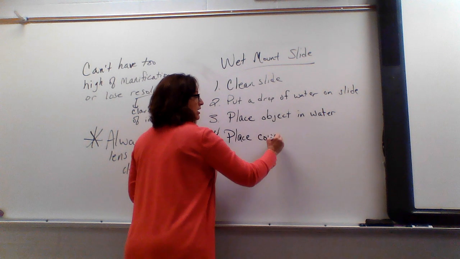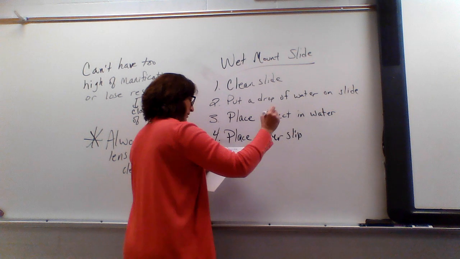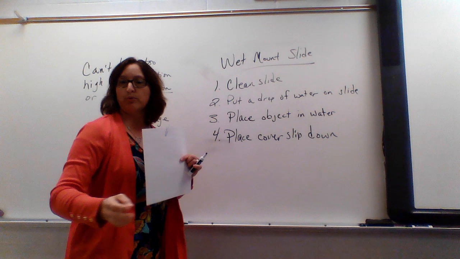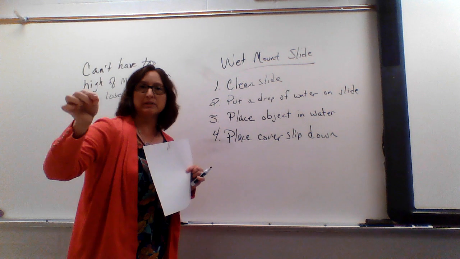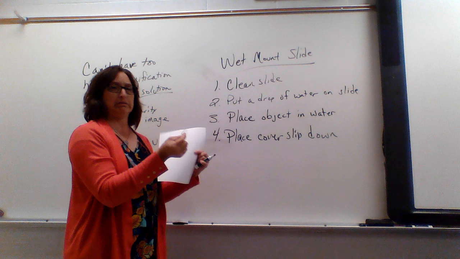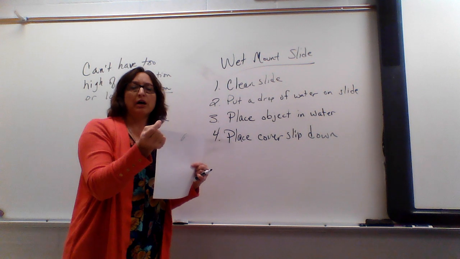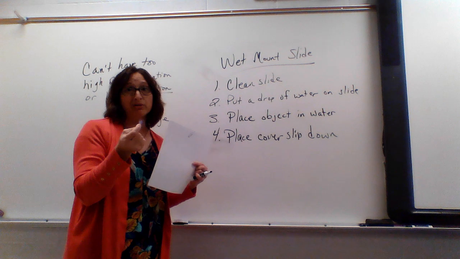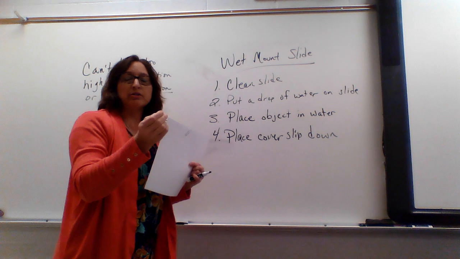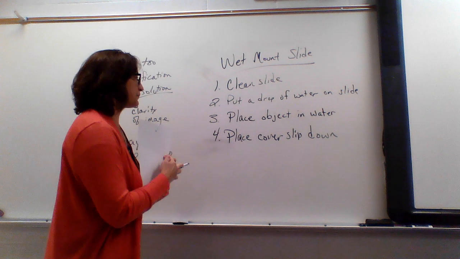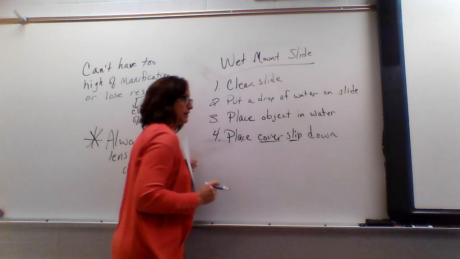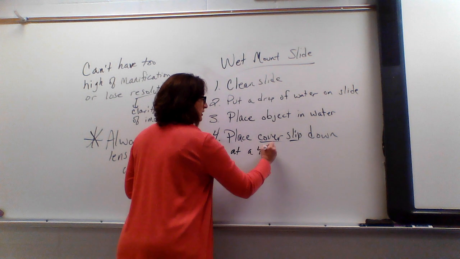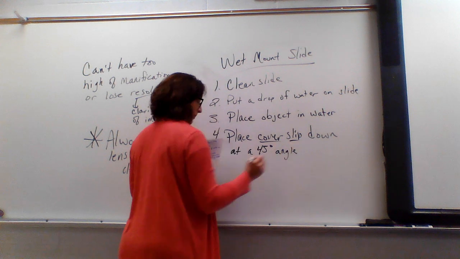You will place a cover slip. Okay, I should show you what a cover slip is. You probably can't see it anyway; I don't have anything dark to put it up against. It's just a tiny, tiny piece of plastic. You can get glass ones, but they break really easily, so we're going to use plastic. This little tiny plastic square is called a cover slip. And you're going to place that down at a 45-degree angle.